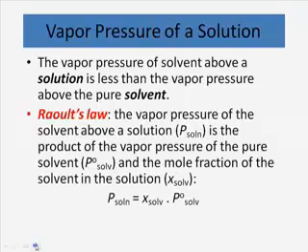It's lowered by a factor that is equal to the mole fraction of the solvent in the solution. So we call this relationship Raoult's Law. The thing to be aware of is that our mole fraction is that of the solvent. Normally when we talk about mole fractions in a solution, we're talking about the solute, but here we want to focus in on the solvent.